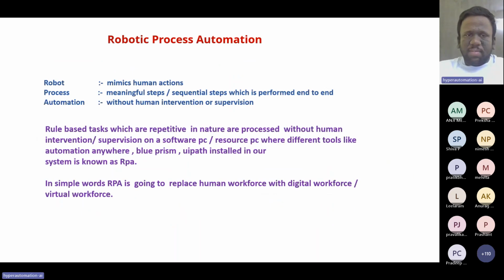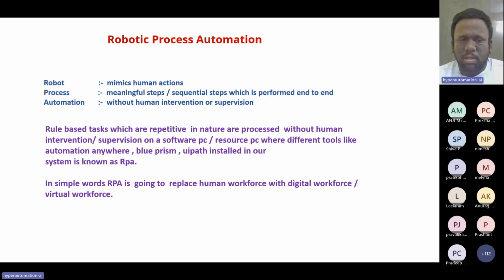Without much delay, we'll try to understand what this RPA is, what the prerequisite for learning RPA is, and in which mindset it will be utilized. So coming to RPA, it's robotic process automation. That's the basic full form of RPA. Let's try to divide these terms and understand them in very layman language.